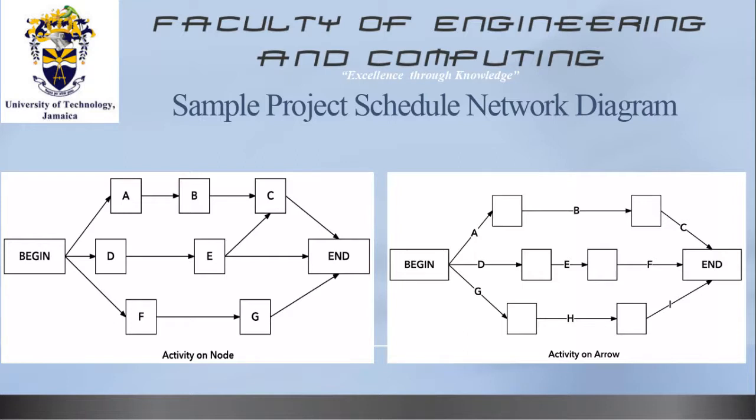Okay. Your text makes mention of two types of relationship on a network diagram. There is the first that is called the activity on node, and then there's the activity on arrow. So please pay particular attention because you can see a multiple choice question that asks you.